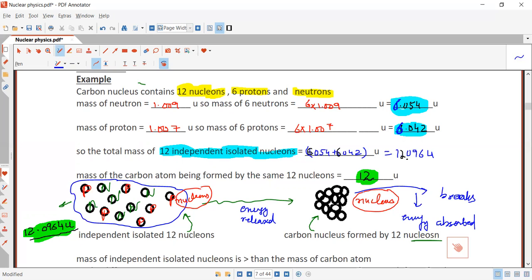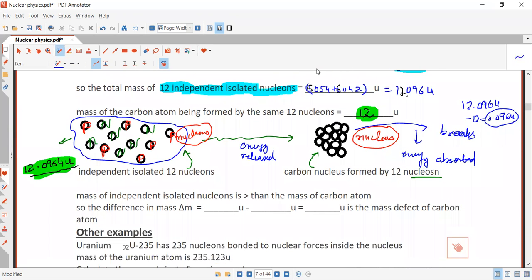You know, energy is going to be absorbed when the nucleus is broken, and the energy is released when the nucleus is formed. So that's why there is a change in mass. So this change in mass is 12.096 U minus 12, that is 0.096 U. This is the mass effect of the carbon atom, right?